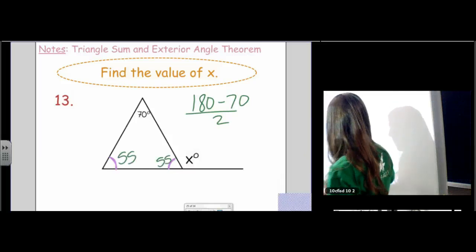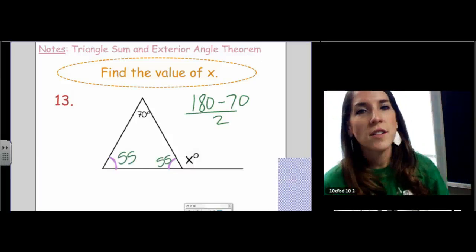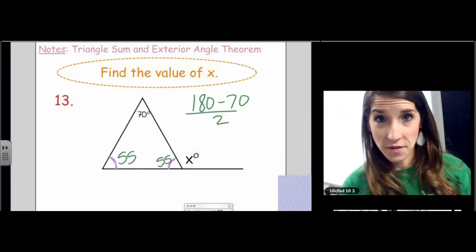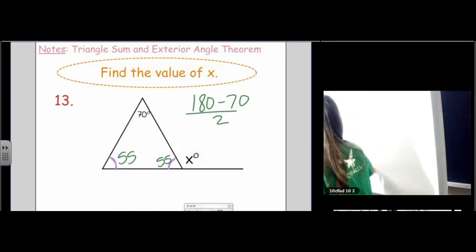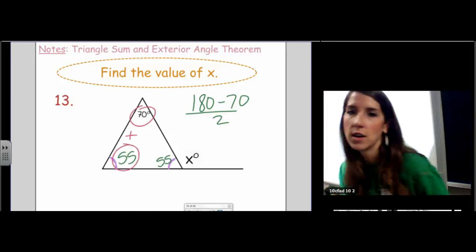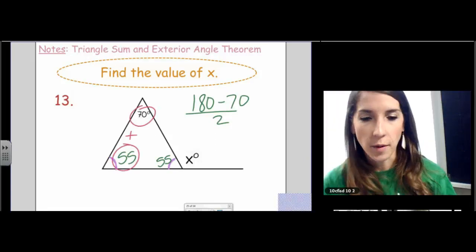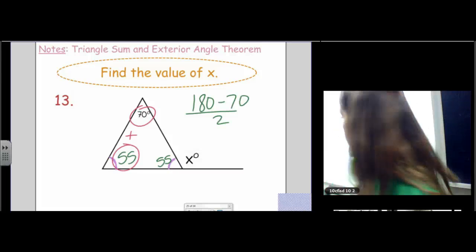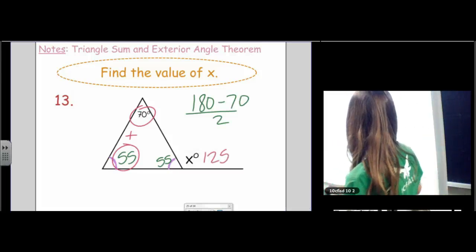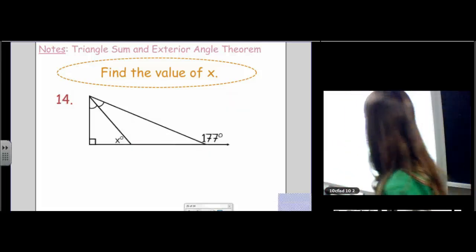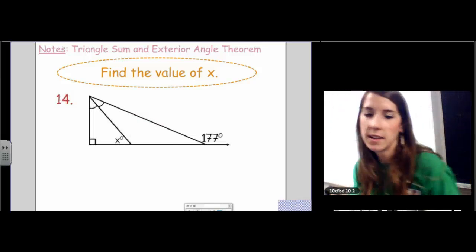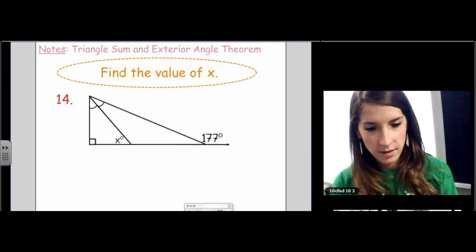And then from here, you have two choices. You could find the linear pair of 55, or you could use the remote interior angle theorem, the exterior angle theorem. 70 plus 55. Either way, the answer is 125 degrees. Let's get a little bit tougher, just barely.